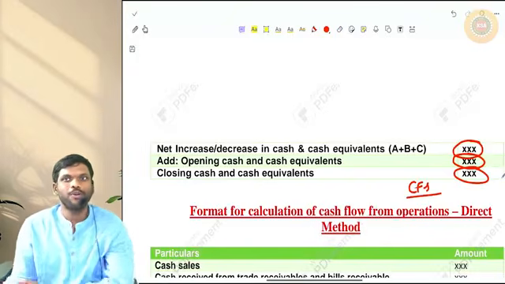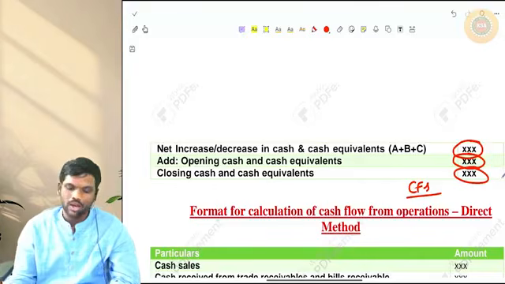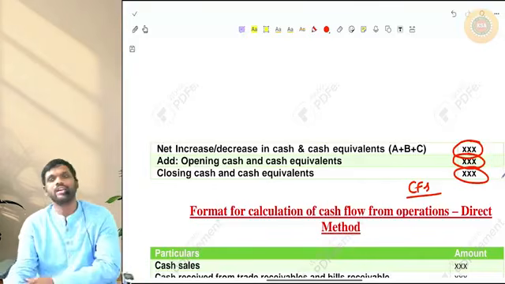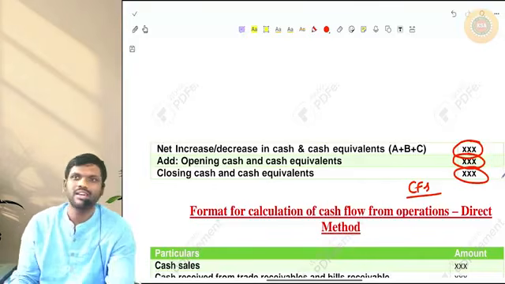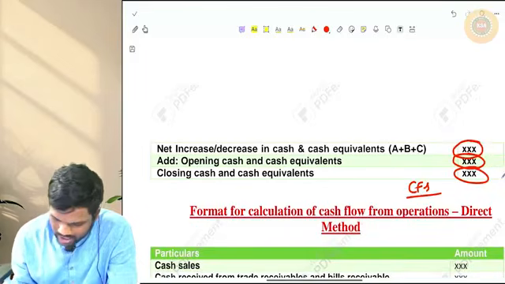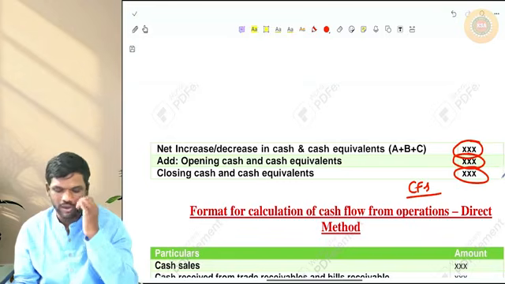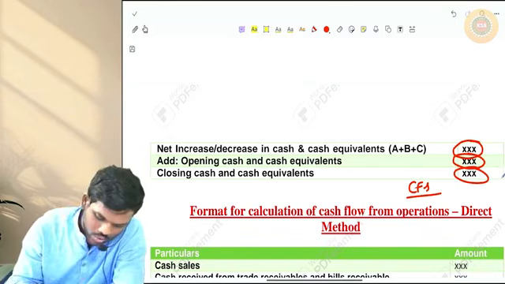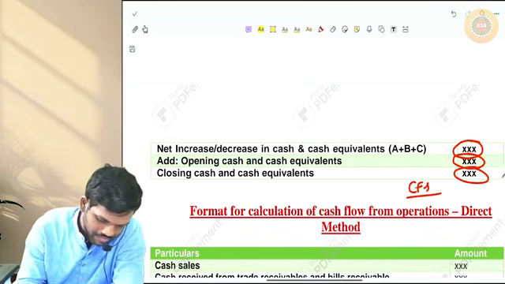Okay, I hope you are clear with these. Okay, this is the indirect method operating activities format. Investing and financing, there is nothing called indirect method, it's always direct method. Okay, shall we go to one or two sums before we get into the direct method? Let us do one or two sums. Just give me a minute.